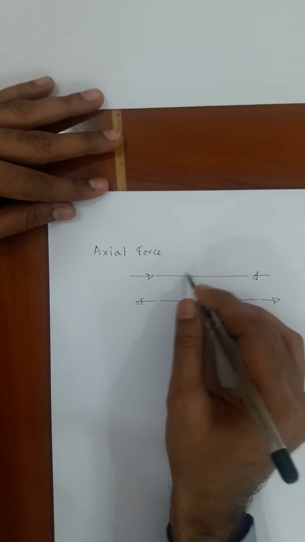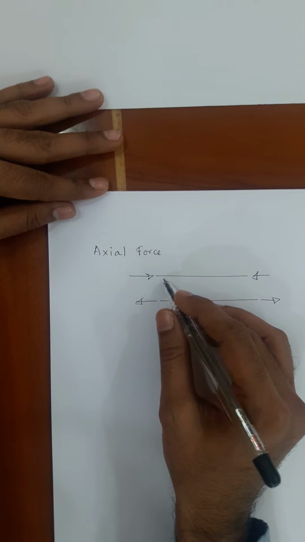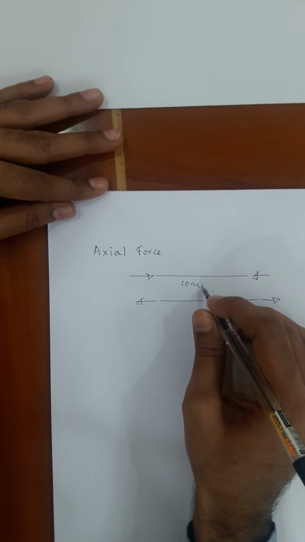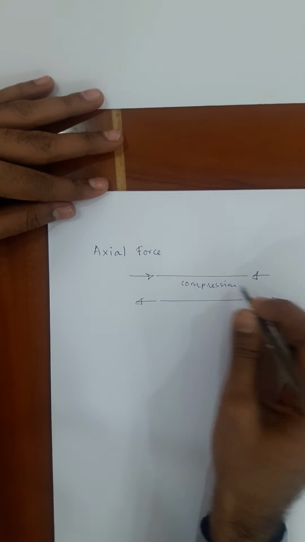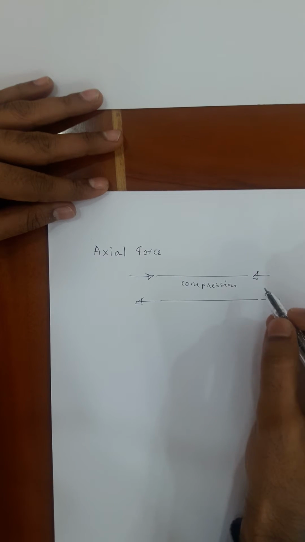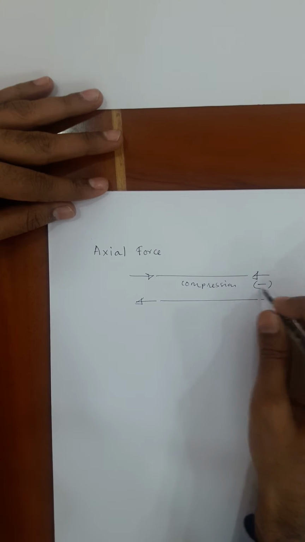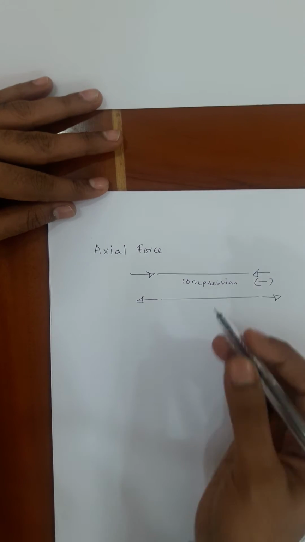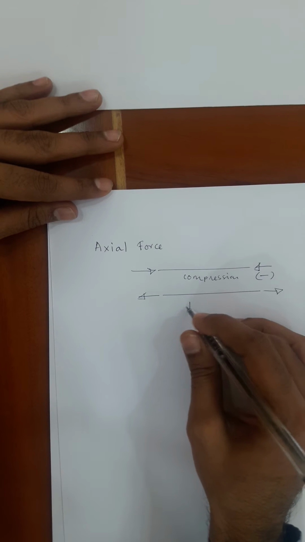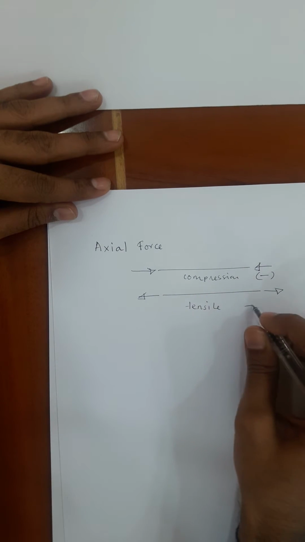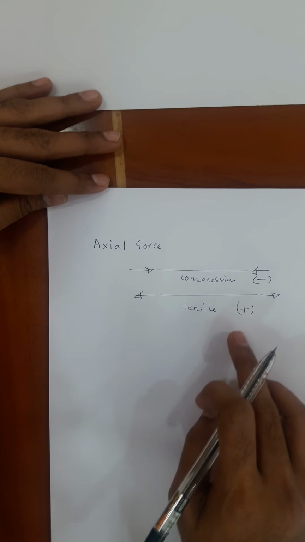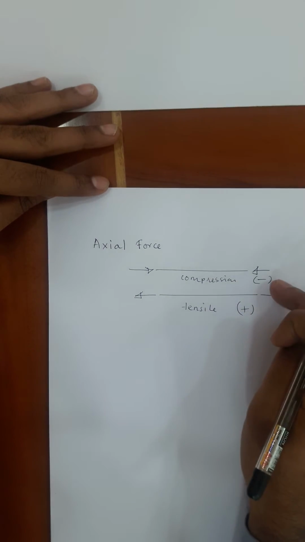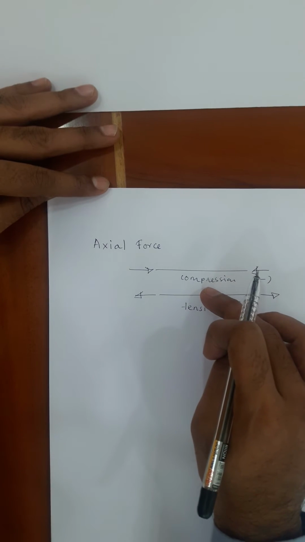So here in this case it is in compression. The nature of the axial force is in compression. So when you see that the axial force is in compression in nature, then the axial force is negative. And when the axial force is tensile in nature, then you take it as positive. So you indicate positive for the tensile axial force, you indicate negative for the compression axial force.